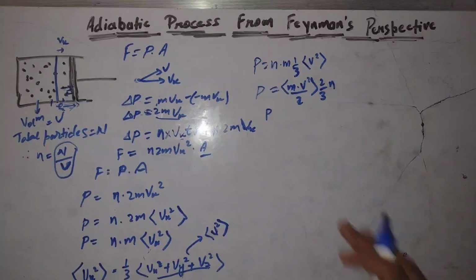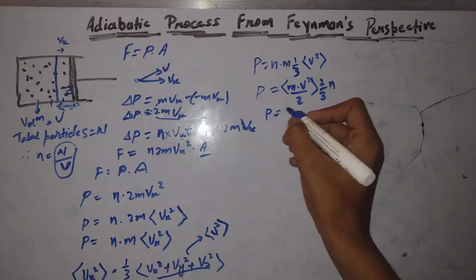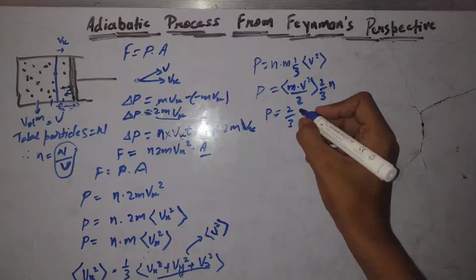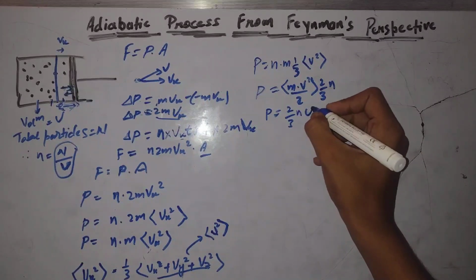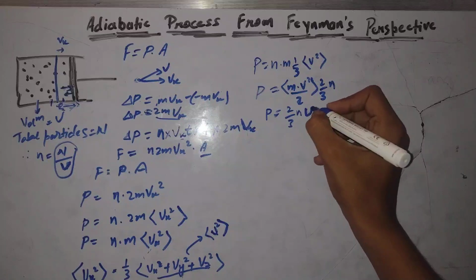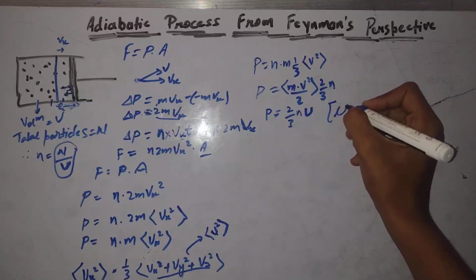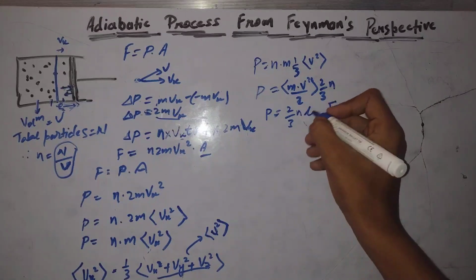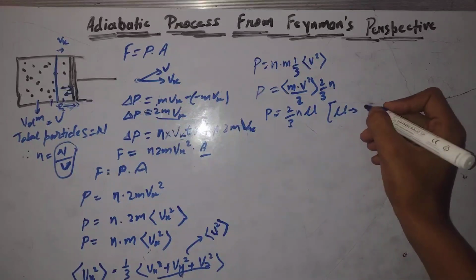Okay, so while talking about monoatomic gases, we can assume that all the energy the particles have is in the form of the kinetic energy of the center of mass. So we can write this pressure equals 2 by 3 N into U. Let me write it more accurately: this U is actually the internal energy.